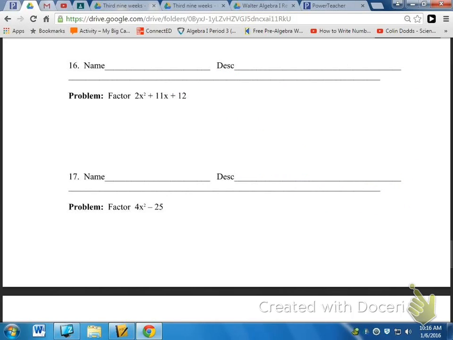All right, 2x squared plus 11x plus 12. The first thing that it says is find factor pairs of the constant term. That means the 12. The factor pairs are 1 times 12, 2 times 6, 3 times 4. Those are the only possibilities you can use. I can tell you more often than not, it's the one where the numbers are closest together.